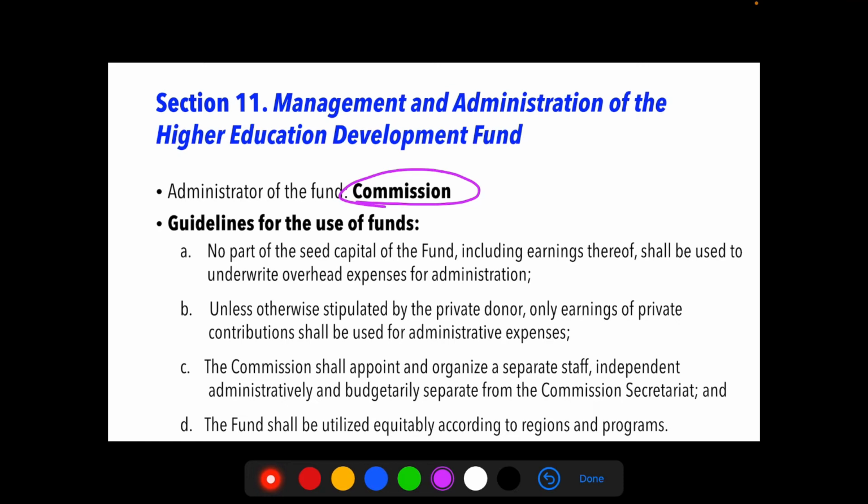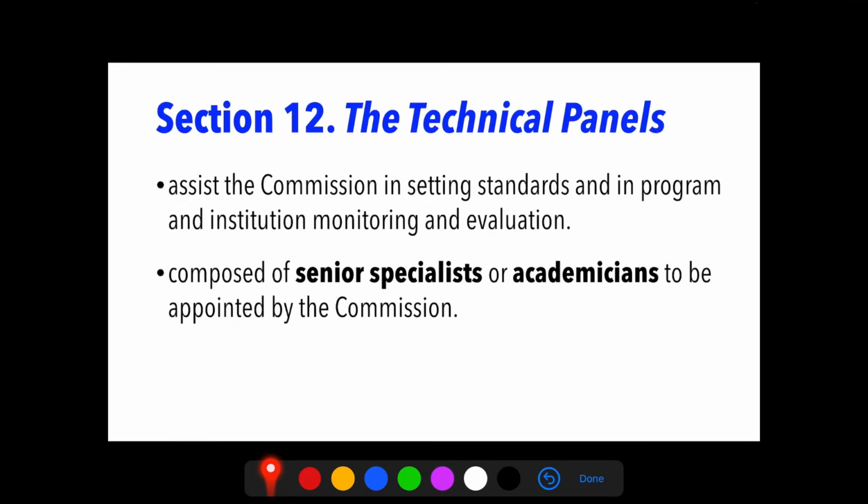Number 1, no part of the seed capital of the fund, including earnings thereof, shall be used to underwrite overhead expenses for administration. Unless otherwise stipulated by the private donor, only earnings of private contributions shall be used for administrative expenses. The Commission shall appoint and organize a separate staff, independent administratively and budgetarily separate from the Commission Secretariat. And lastly, the fund shall be utilized equitably according to regions and programs.